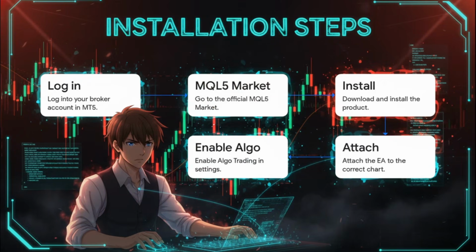So let's look at how accessible this actual setup really is. Here's the official, straightforward installation flow. First, you just need your broker account, or honestly, even better, a demo account connected right inside MT5. Second, you navigate to the official MQL5 market directly within the platform. Third, you find your EA and just click download or install. Fourth, you literally just drag and drop it right onto the correct trading chart. And fifth, you click the Algo Trading button at the top of your screen. That is it. 5 steps.